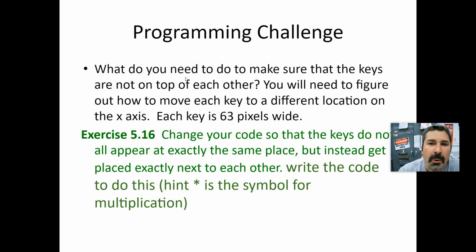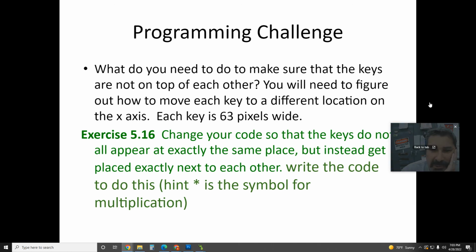What do you need to make sure that the keys are not on top of each other? You will need to figure out how to move each key to a different location on the x-axis. Each key is 63 pixels wide. So the first one has to be here, and then the next one should be 63 over, 63 over, 63 over. You should be able to do that using the index, the I. Change your code so that the keys do not all appear in the same place, but instead get placed across the screen.